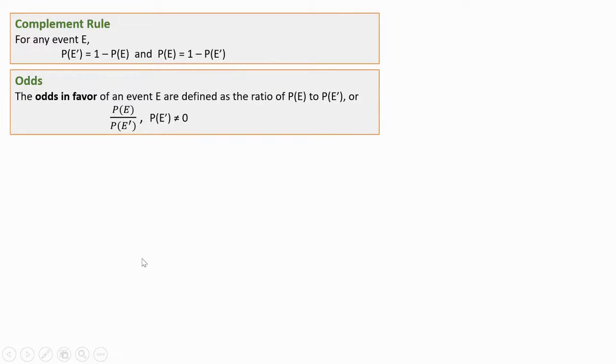Okay, now this is called the complement rule. For any event E, the complement means not E. The probability of the complement of E is equal to 1 minus the probability of E, and the probability of E is equal to 1 minus the probability of the complement of E. Odds in favor of an event are defined as a ratio of P of E to P of not E, or the complement of E, and the probability of the complement of E cannot be equal to 0.